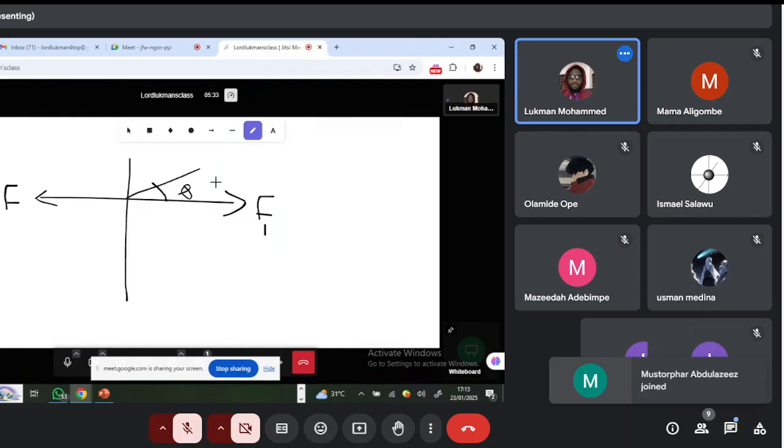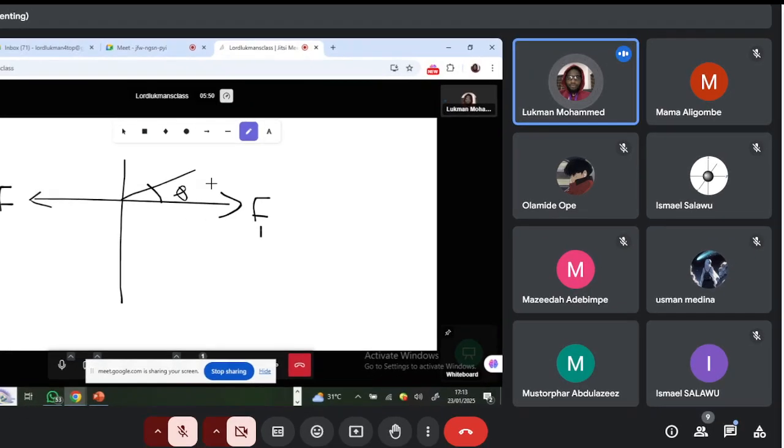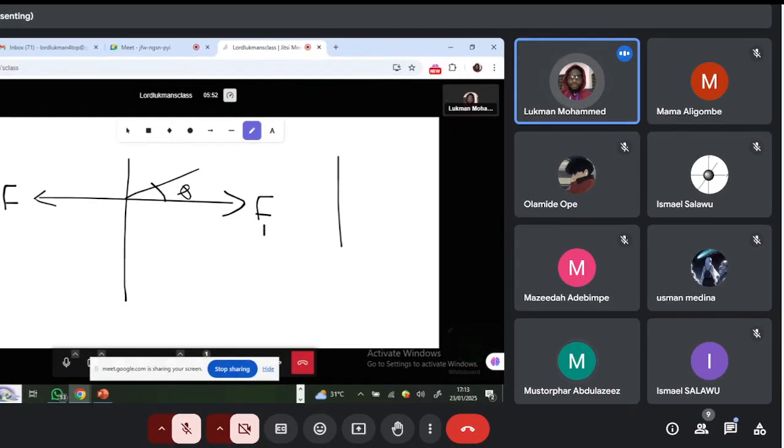Okay, no problem. So I mentioned the last time that we are resolving to two perpendicular planes. It's not composite; it has to be vertical or horizontal. When the vertical and horizontal axes meet, the angle created between them is 90, so they are perpendicular.